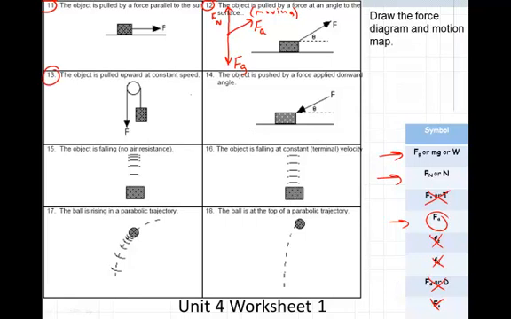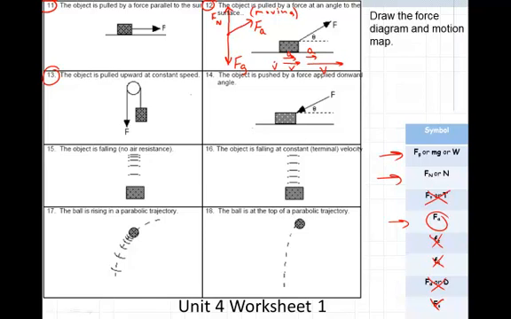Number 13, let's go back to 12 and draw its motion map. If it's moving in this direction, one of the things we will find out later on is that the velocity will actually increase. And it will increase in this direction because there's no other force pulling it back in the other direction. And so the acceleration would point to the right. The assumption there is that the box or block stays on the surface.